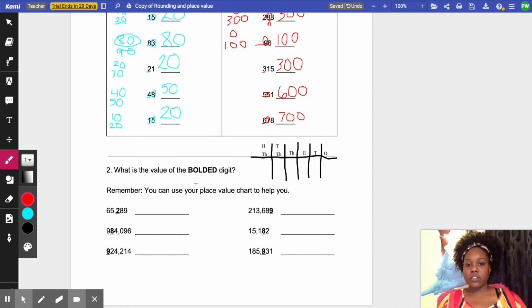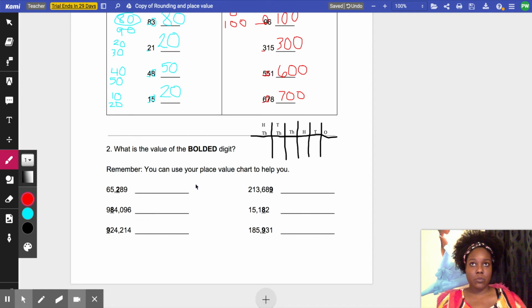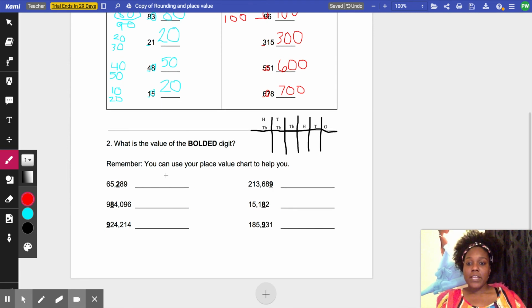On this one down here, number 2, y'all had something like this in week 1 or 2. I don't remember. But in your last packet you had problems like this. This says, what is the value of the bolded digit? The reason it has bolded in bold letters is so that you know what bold looks like. I also had it underlined. And it says, remember, you can use your place value chart to help. You got a place value chart in the packet that you picked up from Westlawn. So what I did, because I don't have a place value chart, I drew one out for you.